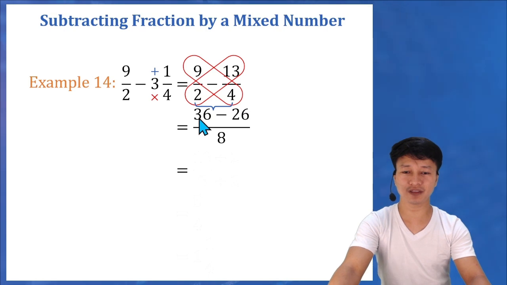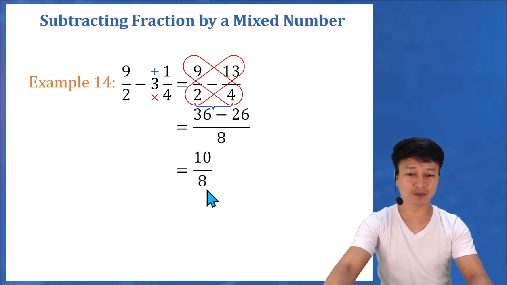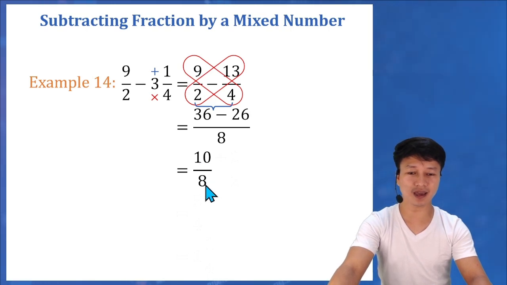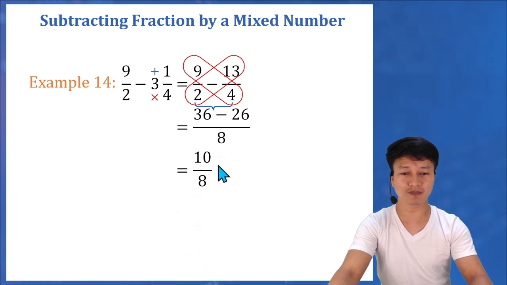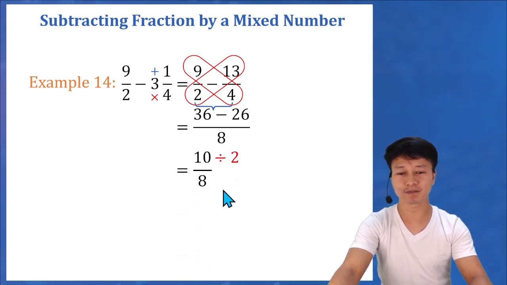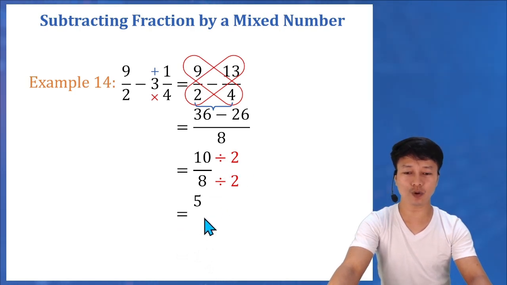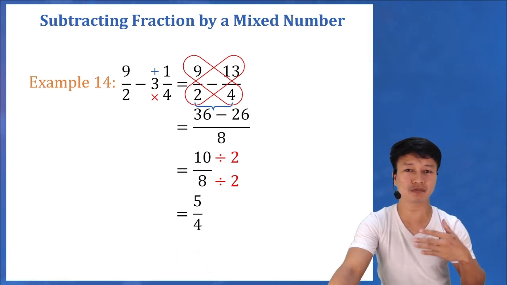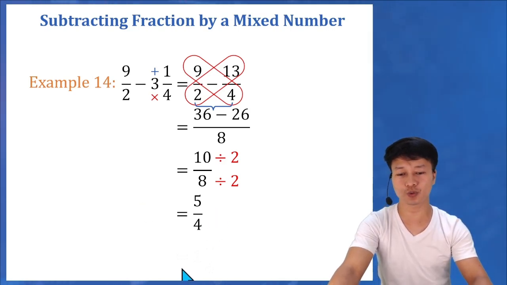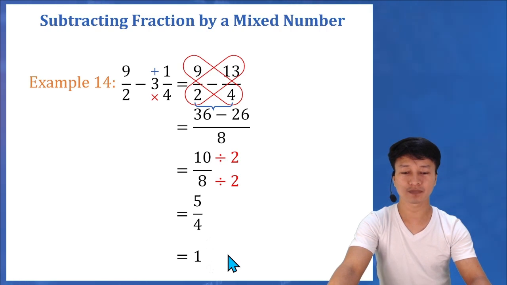And then we can now simplify 36 minus 26, that is 10, over the common denominator which is 8, and we can observe that 10 and 8 have a common factor which is 2. So to simplify 10 over 8, divide them by their common factor which is 2. So 10 divided by 2 is 5 over 8 divided by 2 is 4. And 5 over 4 is again an improper fraction, and we may rewrite that improper fraction into 1 and 1/4.